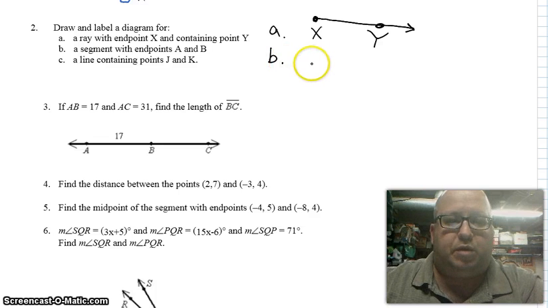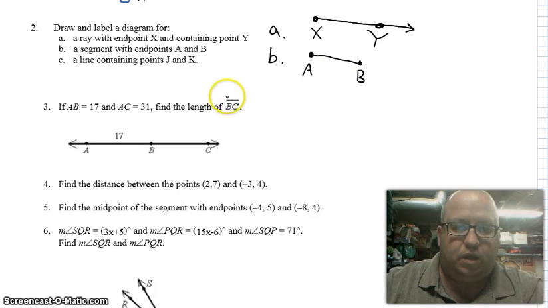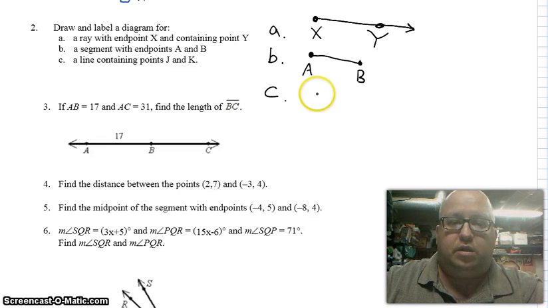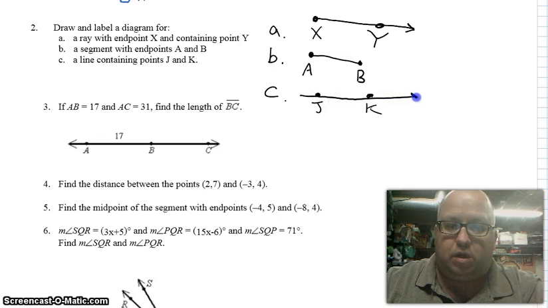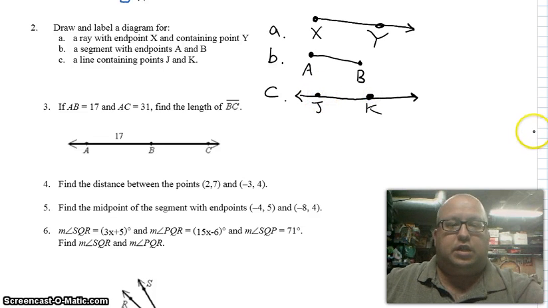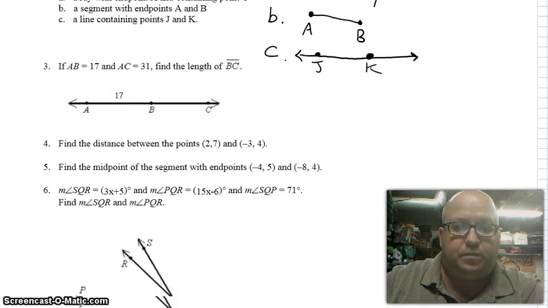B. A segment with endpoints A and B. There's A. And there's B. Last, a line containing points J and K. There's J and K. My line needs to go through them. Uh-oh, I kind of missed K there. There we go. And there's line JK. Of course, the test will be multiple choice, so you just have to pick out the right one.